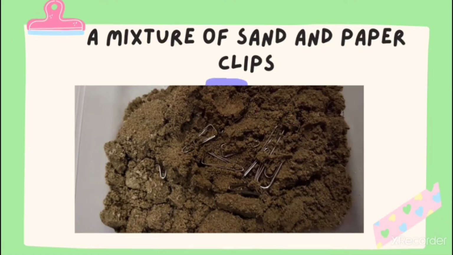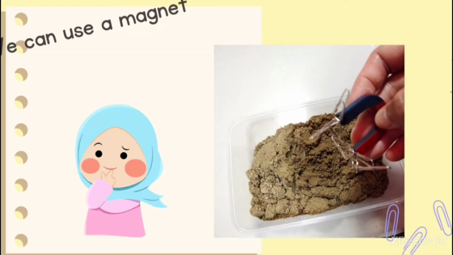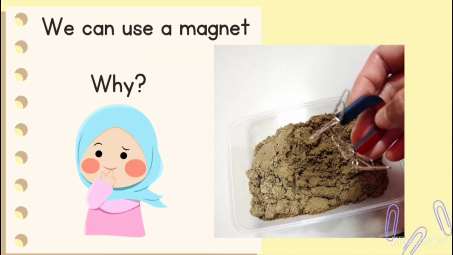Now, next one is a mixture of sand and paper clips. How are you going to separate paper clips from the sand? We can use a magnet. Why can we use a magnet? Because paper clips can be attracted to the magnet. Do you remember? You have learned it in your Year 1.